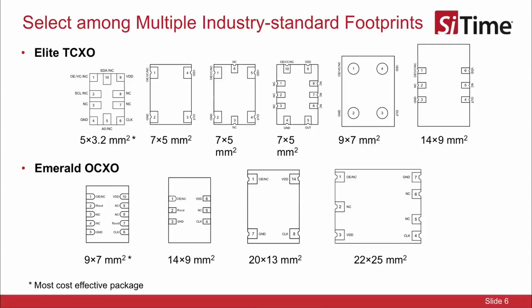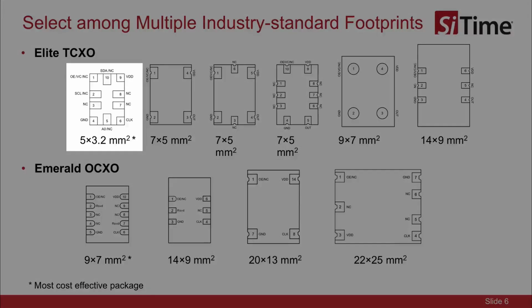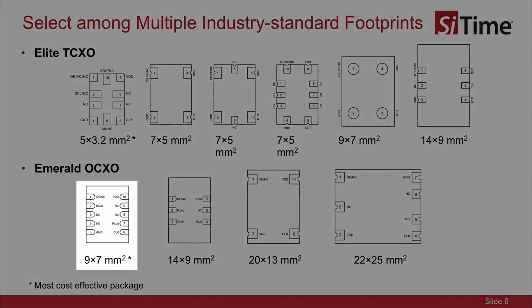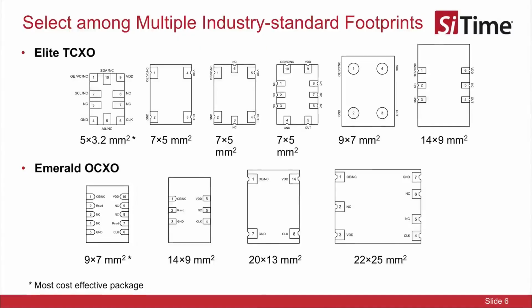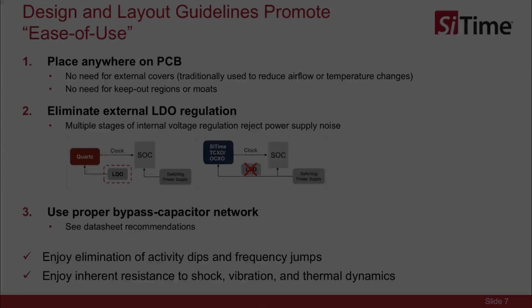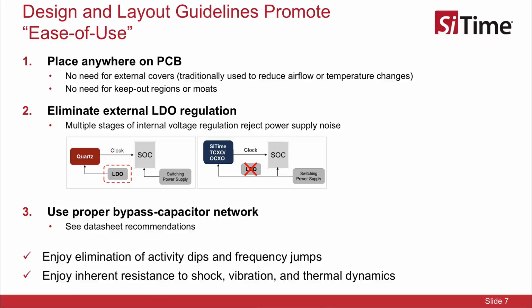In addition to selecting an operation mode, designers will need to select a specific package. The native packages are the most cost-effective, which, for the Elite TCXO, is a 5 by 3.2 mm surface mount package, and for the Emerald OCXO, is a 9 by 7 mm package. Both families of products are also available in common industry standard packages to facilitate second sourcing. After selecting a package, designers will need to integrate it into their system.